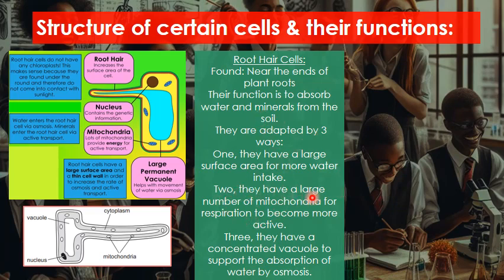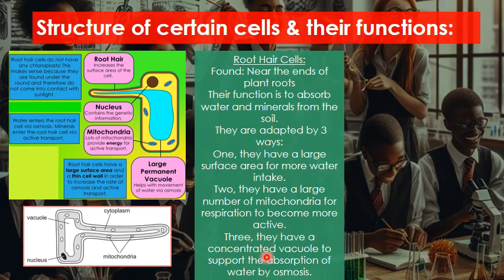Number two, they have a large number of mitochondria for respiration to become more active. So mitochondria, this is the site where respiration is taking place inside the cell. So it has many mitochondria so that it can have more energy to become more active, so that it can perform the function of absorbing the minerals from the soil.